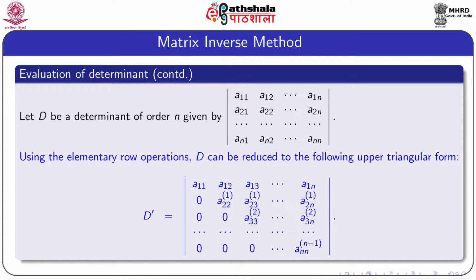The first non-zero element of the second row is a22 superscript 1, where the superscript 1 represents the new value of the element a22. Similarly, a23 superscript 1 up to a2n superscript 1 are the new values of the second row after the elementary row operations. Similarly, the third row is 0, 0, a33 superscript 2 up to a3n superscript 2. These values are obtained by again applying the elementary row operations, and lastly the last row is 0, 0, 0, where only the last element is non-zero, and that one is ann superscript n minus 1.